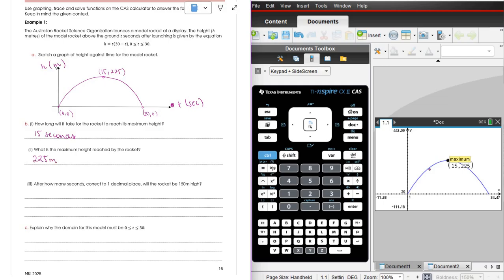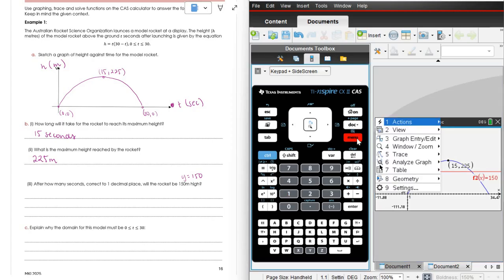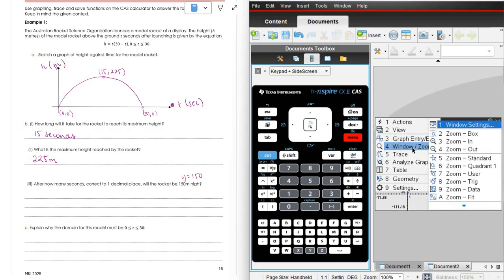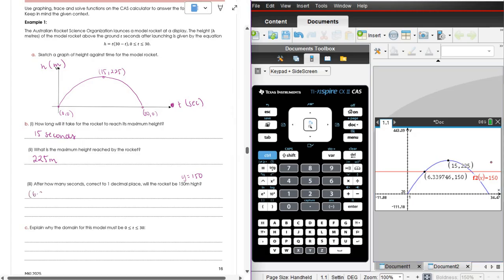Now, if we want to find out how long it's going to take for our rocket to reach 150 meters, well, I'm going to plug 150 into my calculator and then look for that intersection point between the two. Now, we want to know how long it'll take the first time because it's asking how long will it take to reach that point. Okay, so I'm going to go analyze, intersection, and then go for that first intersection point there. Now, we only want one decimal place, so we can see it's 6.3, 150. So it will be after 6.3 seconds that we will reach that height of 150 meters.